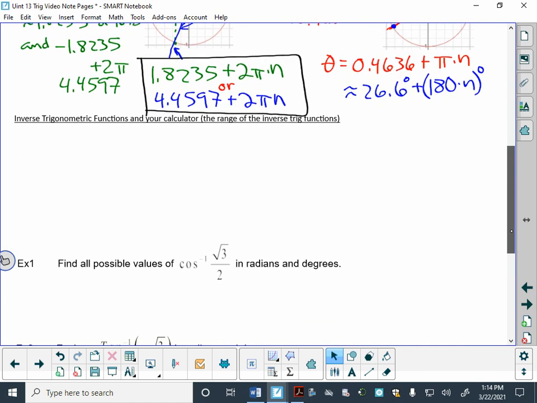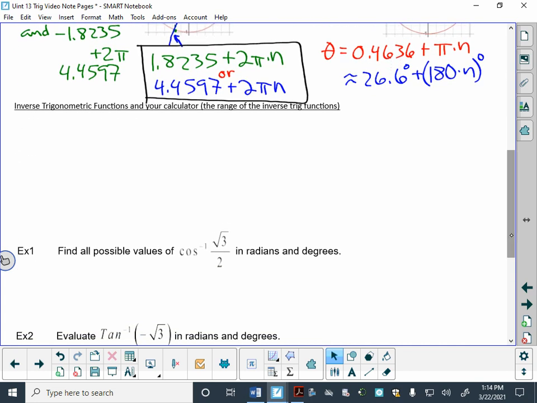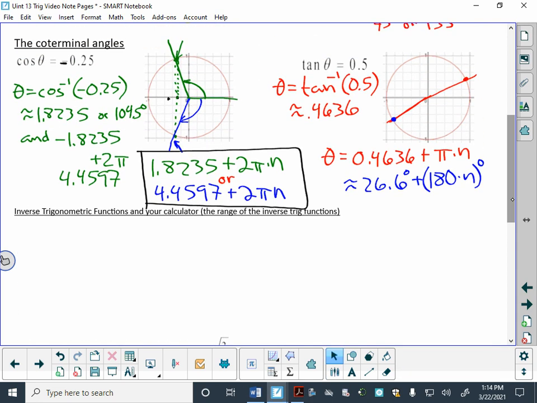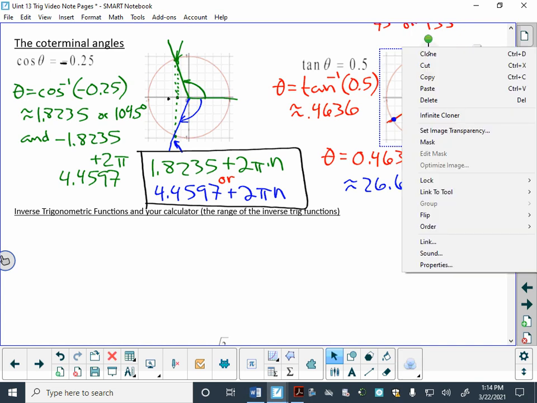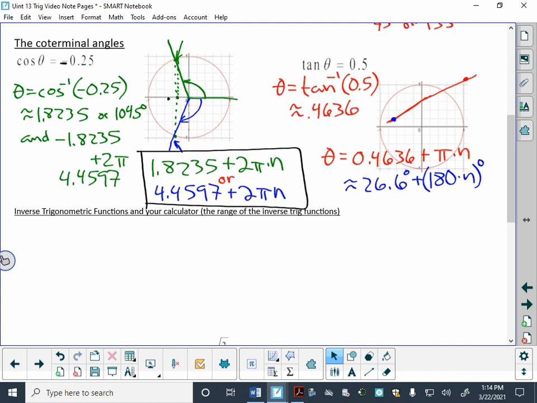All right, so the inverse trig functions and your calculator. If we think about, I'm going to just reference this unit circle here. In fact, I'm going to make another copy of it. I'll try that again.